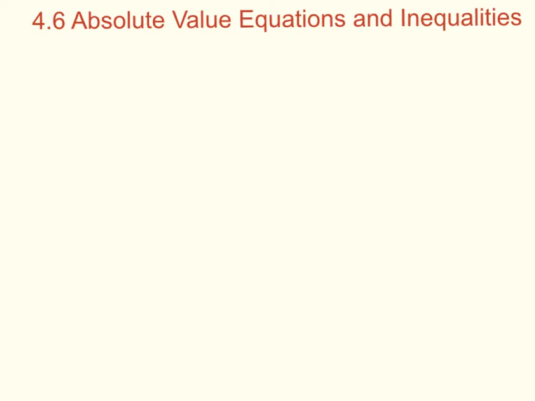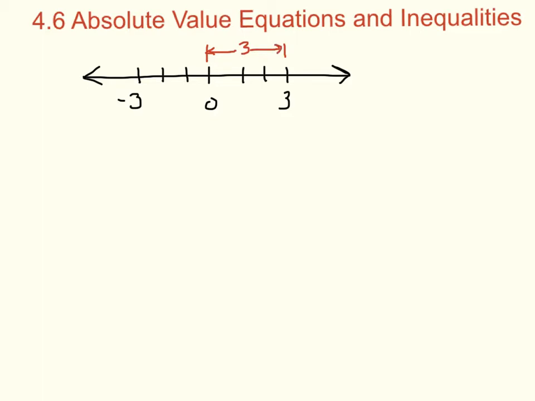So, we're going to start with a basic review. You don't need to write this down, but what I want you to do is just watch. We have a number line with 0 in the middle, and we're going to go to 3 on both sides. Now we know that the distance from 0 to 3 would be 3 units. We also know from negative 3 to 0 would also be 3 units.